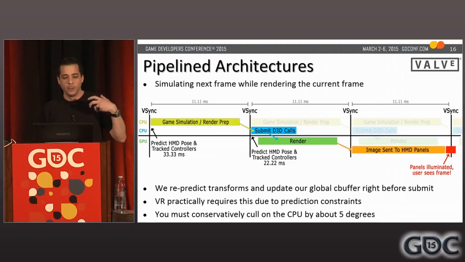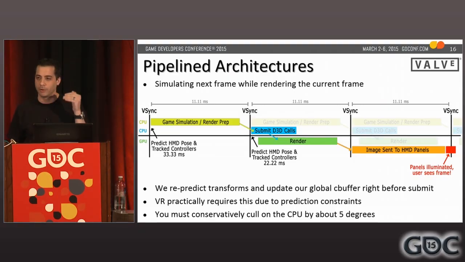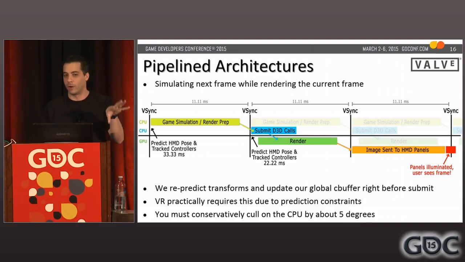But the important thing is, you really want to get that GPU going right after VSync on its frame, which is why we think pipelined architectures are just critical for VR. You want to have that frame ready to go, all your command lists ready to submit by the time you're on the other side of VSync, and that's why you want to simulate one frame, submit the next.